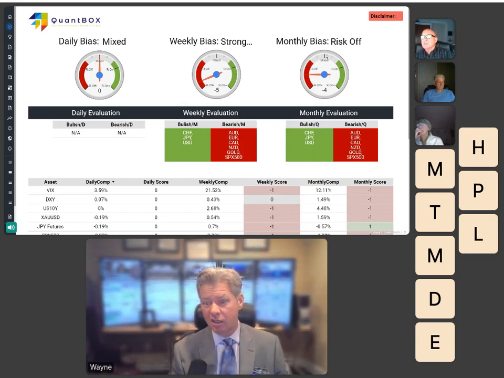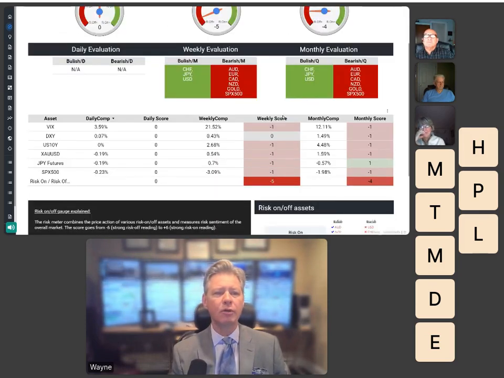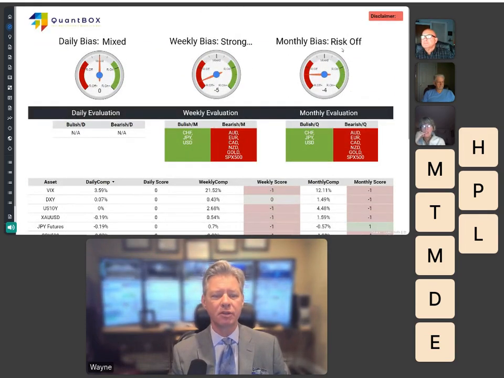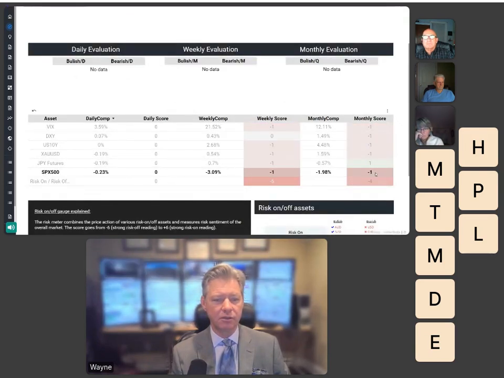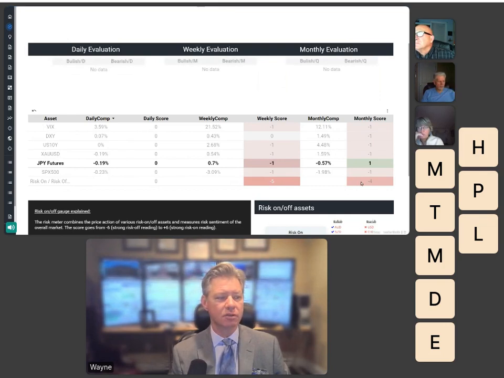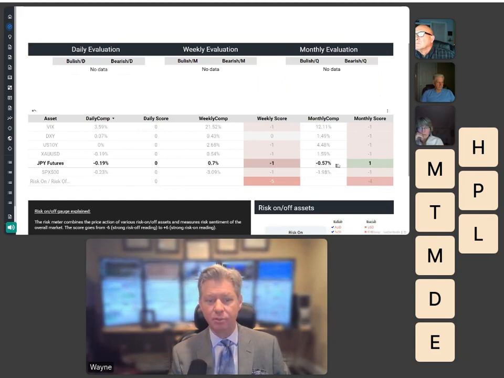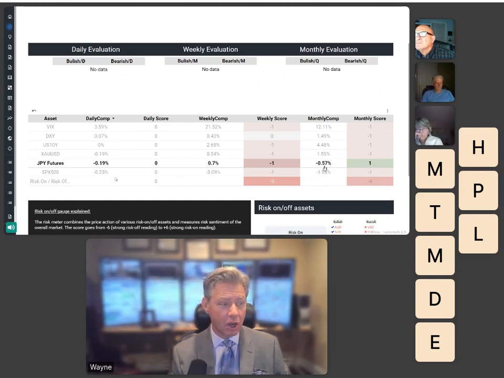Yeah, I think, right? And so here, how does QuantBox determine monthly risk off? Well, it's looking at the S&P 500. It's been down over the month. It's down. That's a negative score. It looks at yen futures. Down ever so slightly, but that is a positive thing. Okay. That's how we get there.